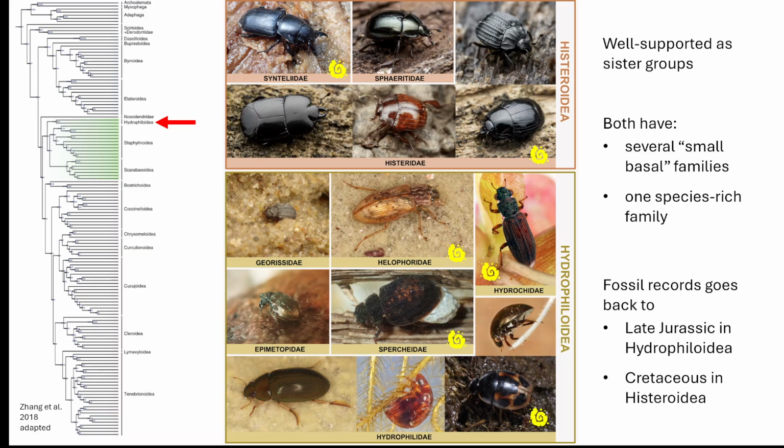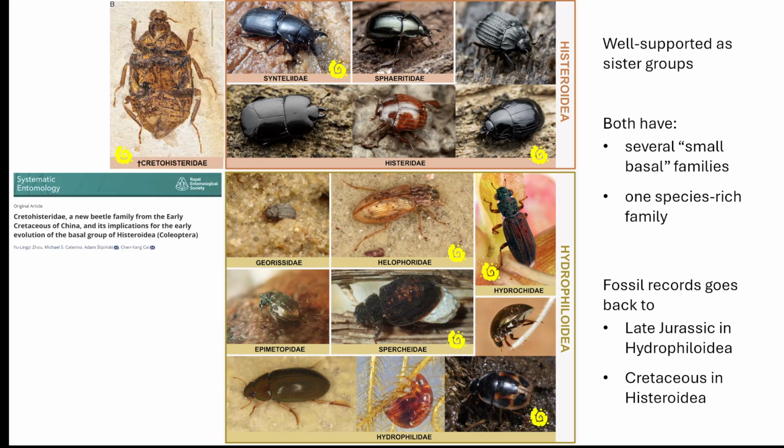A special thing in Histeroidea is the extinct family Cretohisteridae, which was described in this very nice paper in Systematic Entomology. It is extinct. It has one genus, one species from the Chinese Cretaceous. In Hydrophiloidea, we don't have any extinct family-level lineage yet.